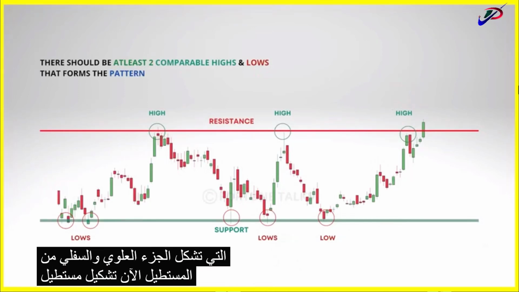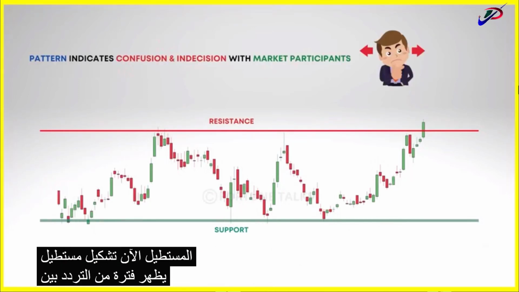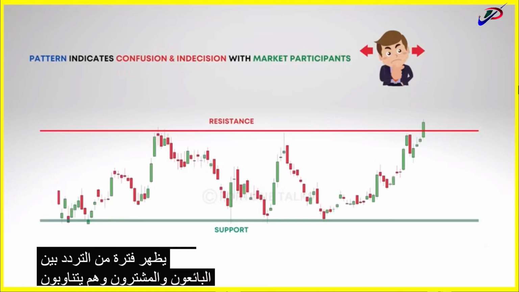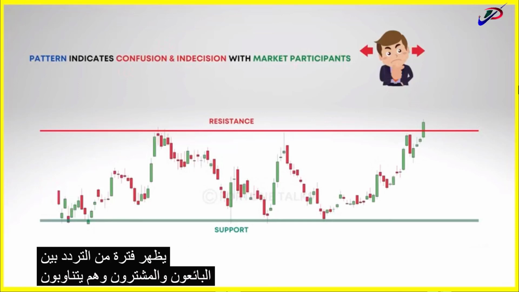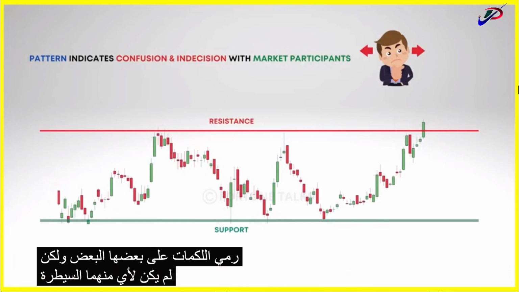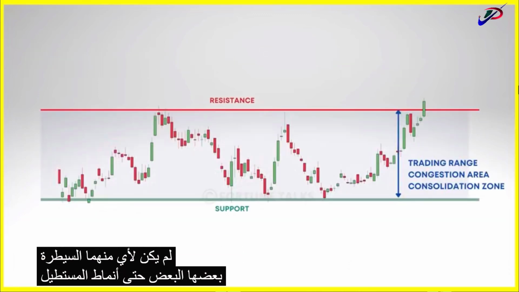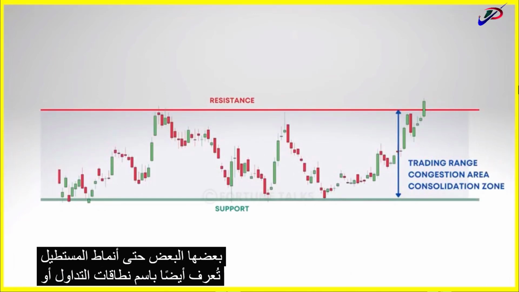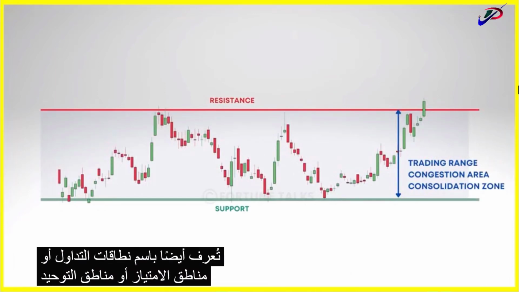Now, a rectangle formation shows a period of indecision between sellers and buyers as they take turns throwing punches at each other, but neither of them has dominance over the other. So the rectangle patterns are also known as trading ranges or congestion areas or consolidation zones.